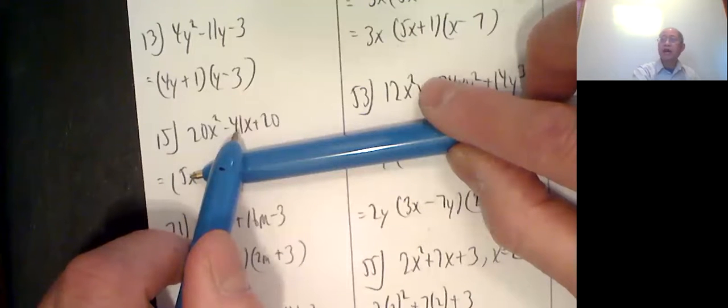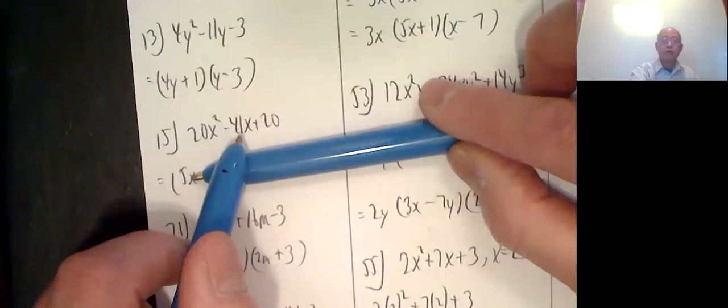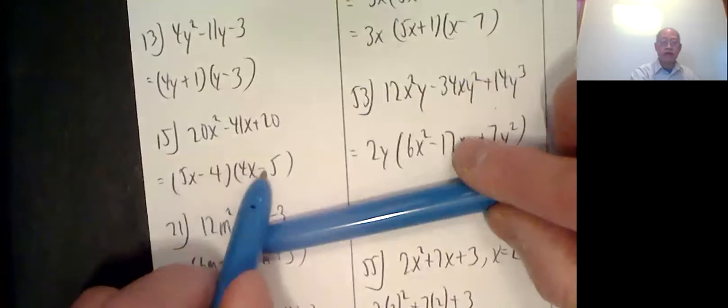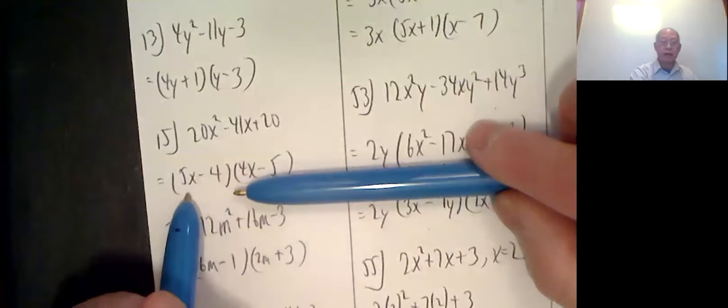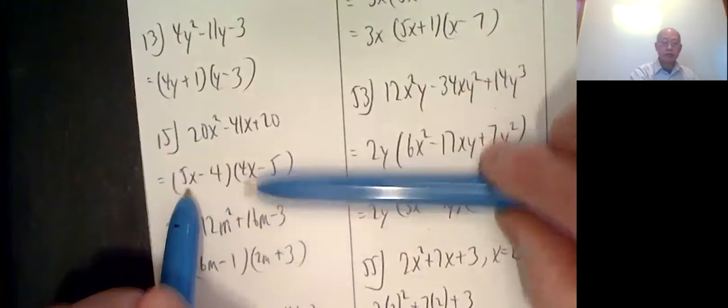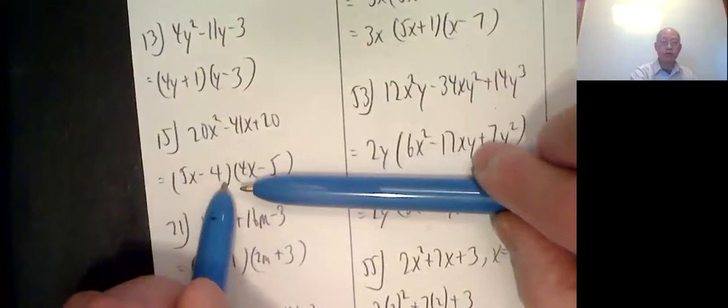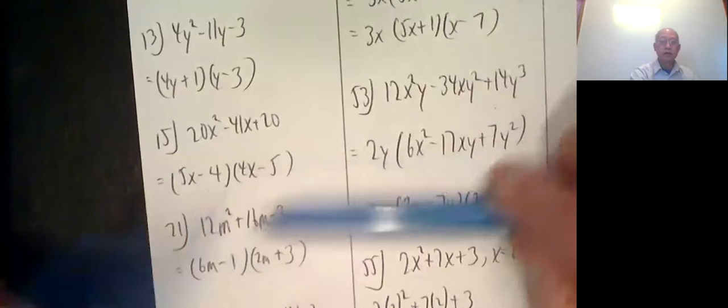Now, I know that 5 times 5 is 25. 4 times 4 is 16, and if you add them up, you get 41. So that tells me 5x minus 4, 4x minus 5. So if I multiply it back out, this is 20x squared minus 25x minus 16x is a minus 41x plus 20.